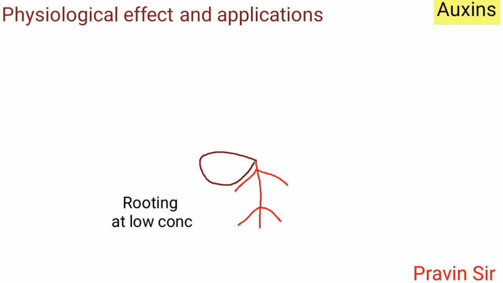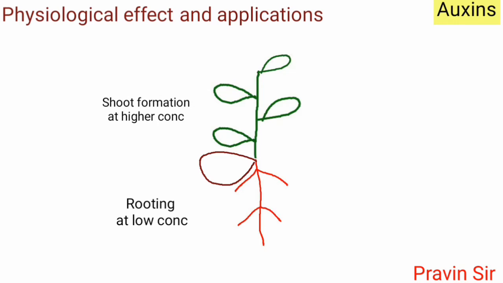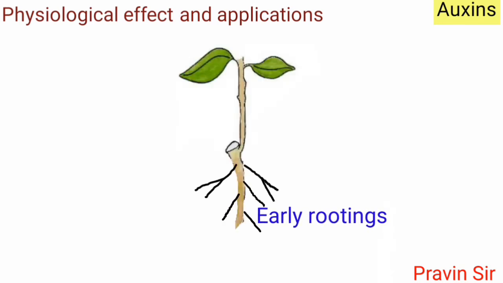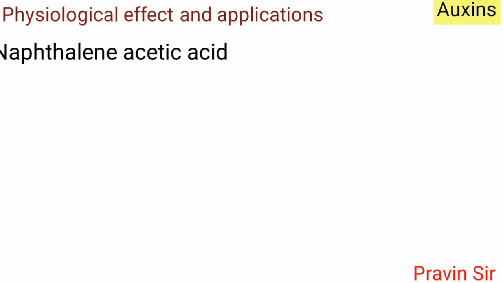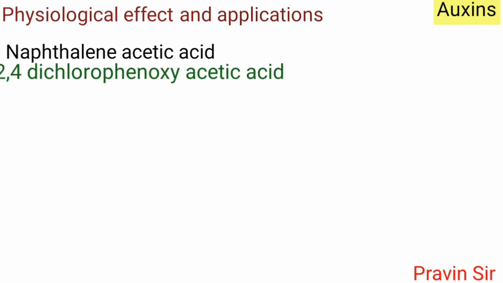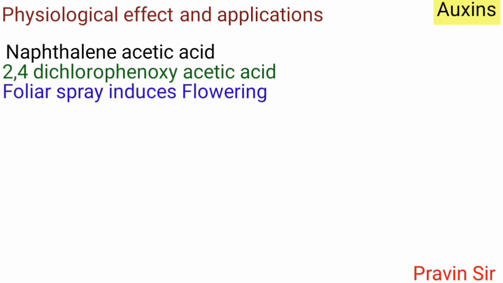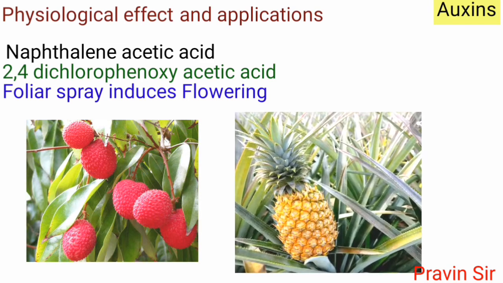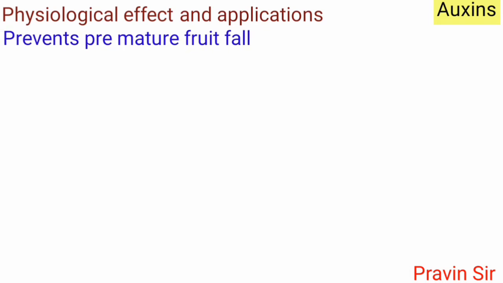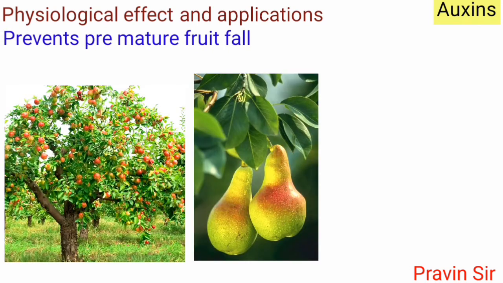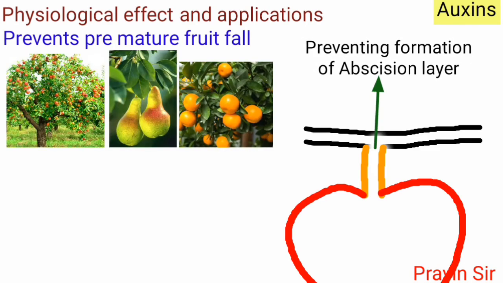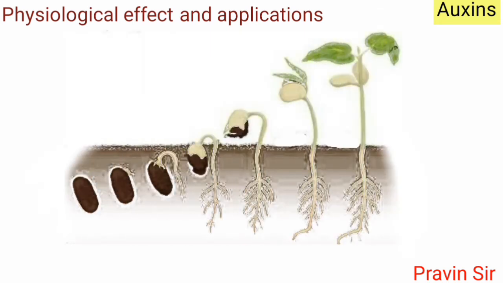Auxins promote rooting at low concentration and shoot formation at higher concentration. It causes early rooting in cuttings. Naphthalene acetic acid and 2,4-dichlorophenoxyacetic acid as foliar spray induce flowering in lychee and pineapple. It prevents premature fruit fall in apple, pear, and orange by preventing formation of the abscission layer. Auxin breaks dormancy in seed and promotes quick germination.